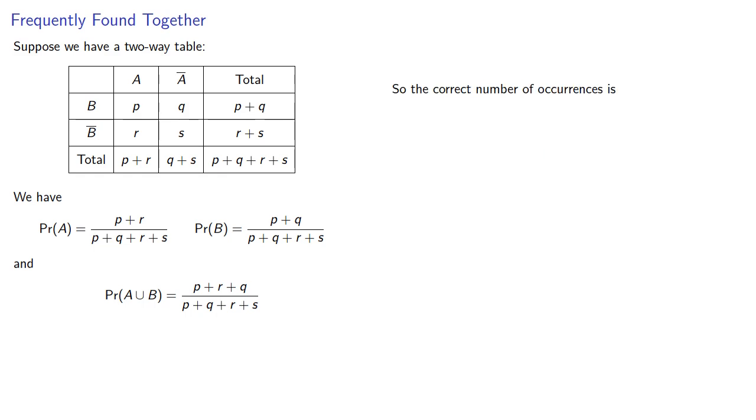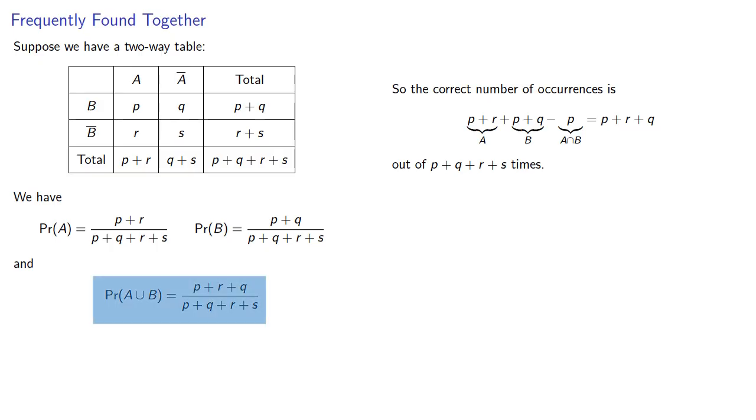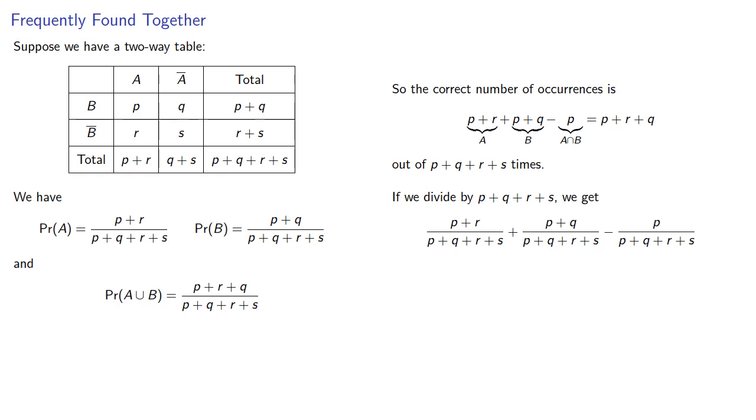So the correct number of occurrences is P plus R, the number of times A occurs, plus P plus Q, the number of times B occurs, minus P, the number of times they both occur, out of our total of P plus Q plus R plus S times, and that gives us our probability. And finally, if we divide this by our total P plus Q plus R plus S, we get the expression. And here we have the probability of A plus the probability of B, minus the probability of their intersection. And so this gives us a formula for the probability of a disjunction.